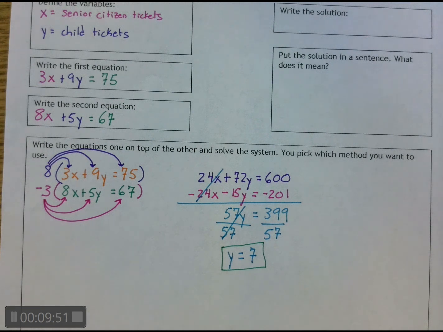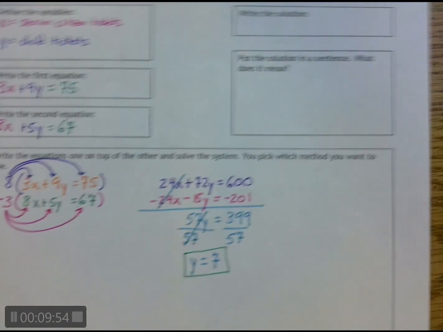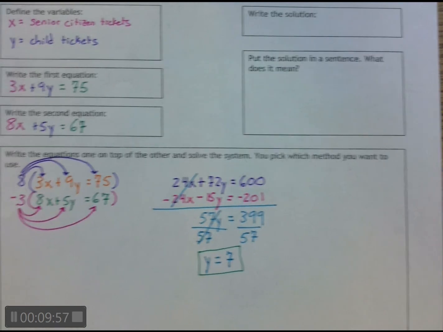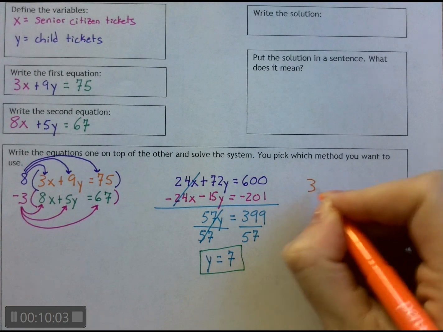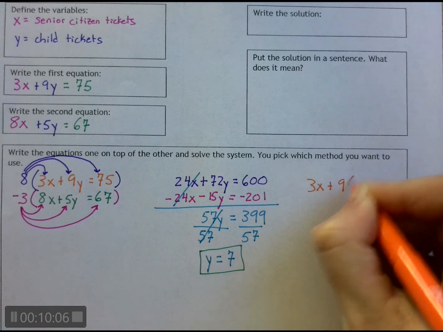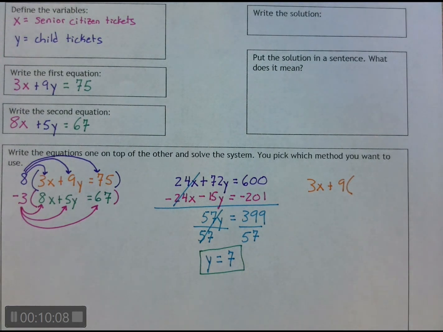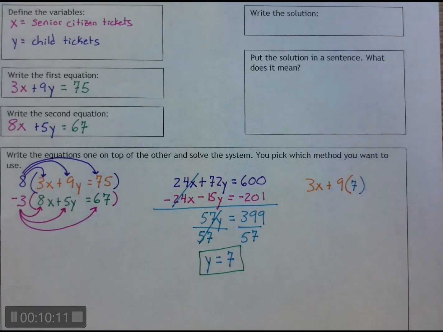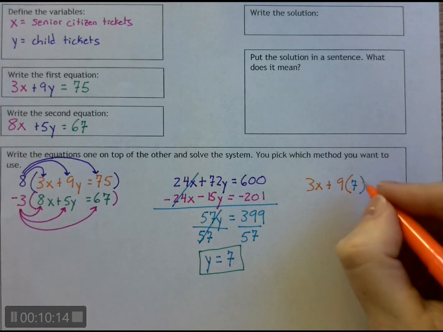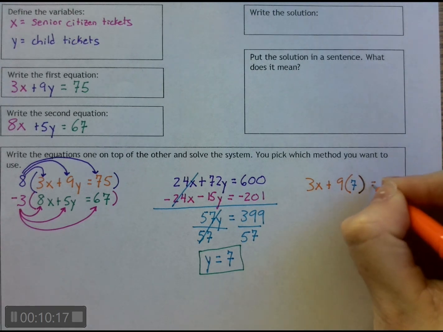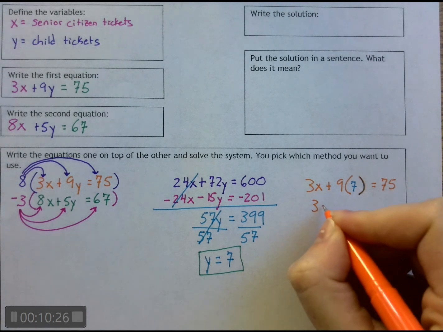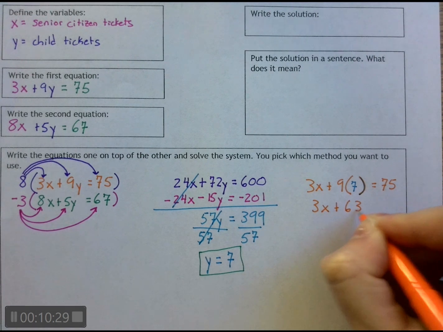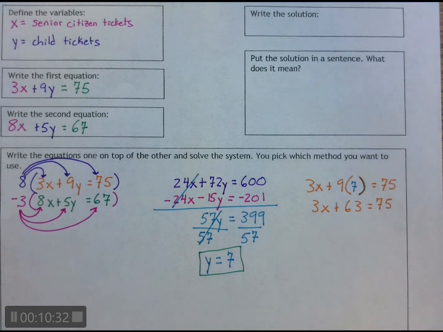And then we are going to go to either equation, doesn't matter which, and we're going to substitute in our y equals 7. So I'm going to use the first one. So we have 3x plus 9, our y, is 7. Whoops. There we go. Equals 75. So 9 times 7 will give you 63. So we have 3x plus 63 equals 75.